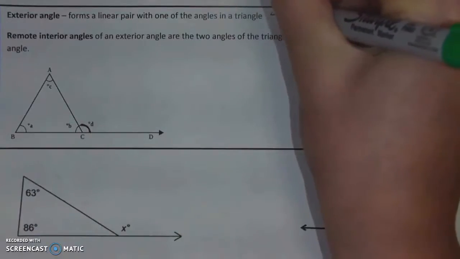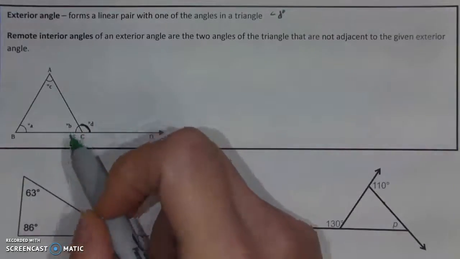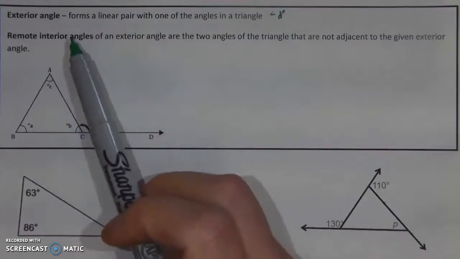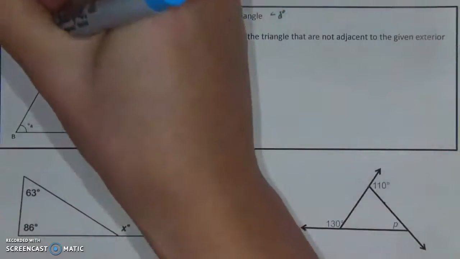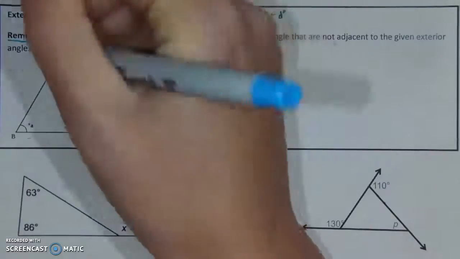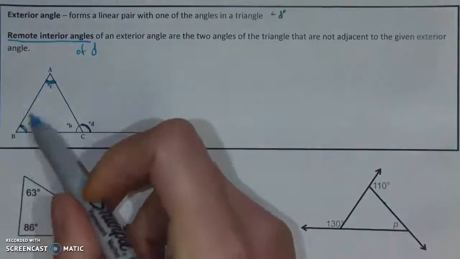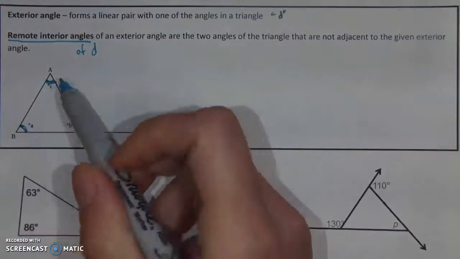Because if you look at it, that angle forms a linear pair, or a supplementary angle, to angle B. We also have another term, and that is remote interior angles. Remote interior angles of an exterior angle are the two angles of the triangle that are not adjacent to the angle. In other words, if I wanted to find the remote interior angles of our angle D, it will be the two angles inside the triangle that are not the one that it is adjacent to. So that's going to be A and C.